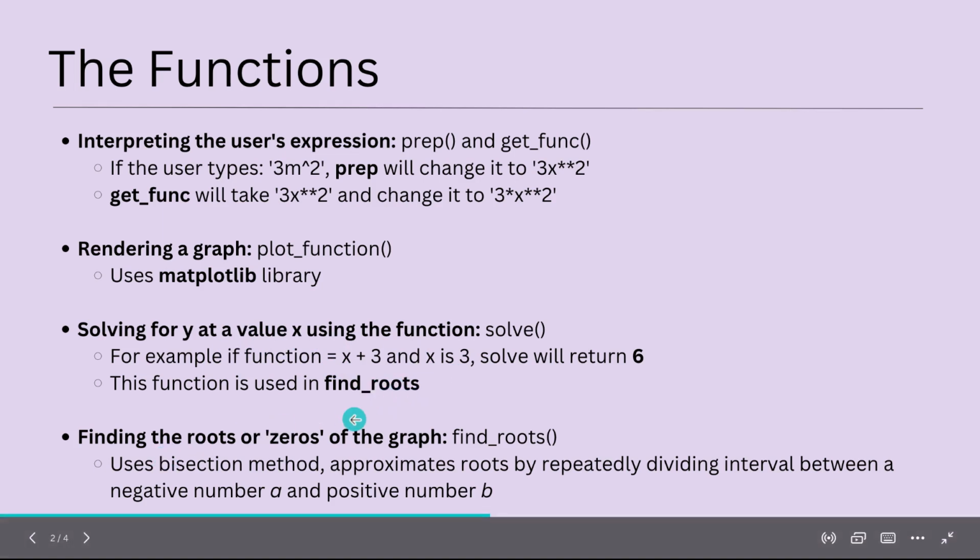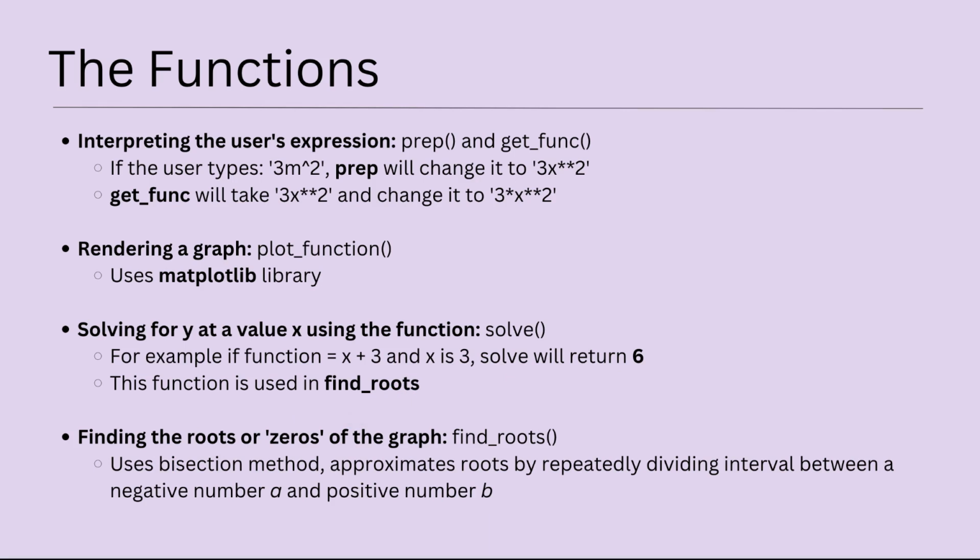FindRoots finds the roots or zeros of the graph. This function uses the bisection method and approximates the roots by repeatedly dividing an interval between a negative number a and a positive number b. The parameters for findRoots are a, b, and a tolerance value that will make sure that the difference between a and b is close to 0.